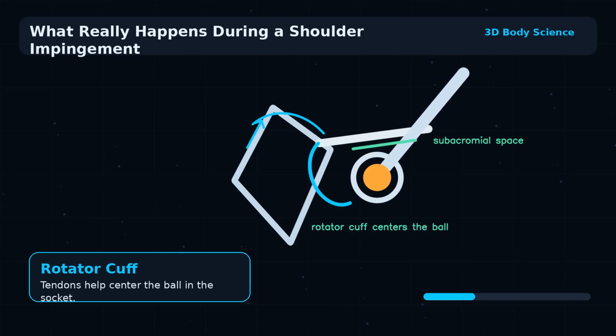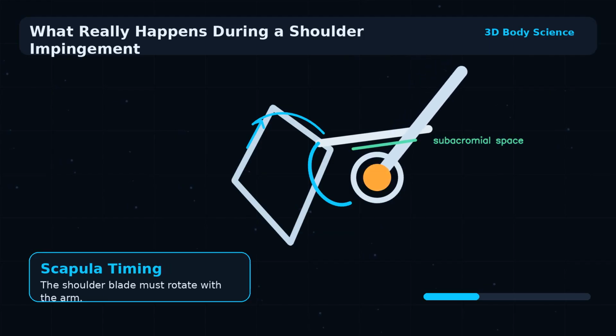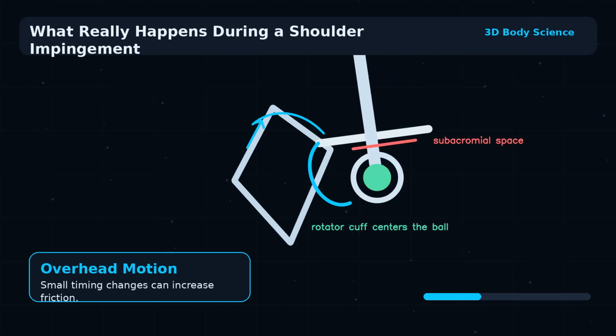One of the most commonly discussed areas is the supraspinatus tendon. It travels from the top of the scapula, passes under the acromion, and attaches to the top of the humerus. Because of that path, it can be vulnerable when the arm lifts and the subacromial space narrows. The bursa in that same region can also become irritated, which makes the space feel even more crowded.